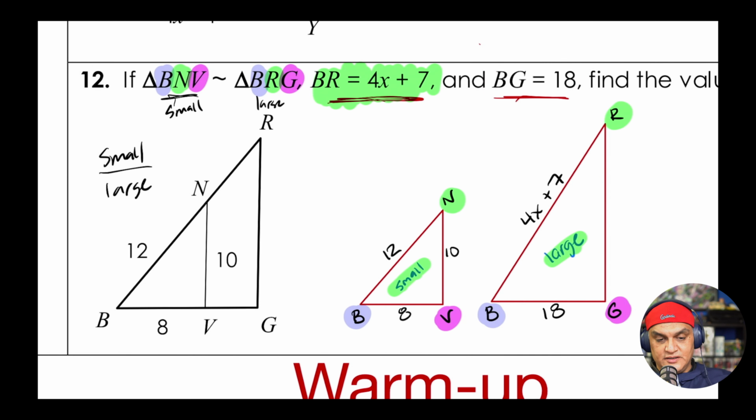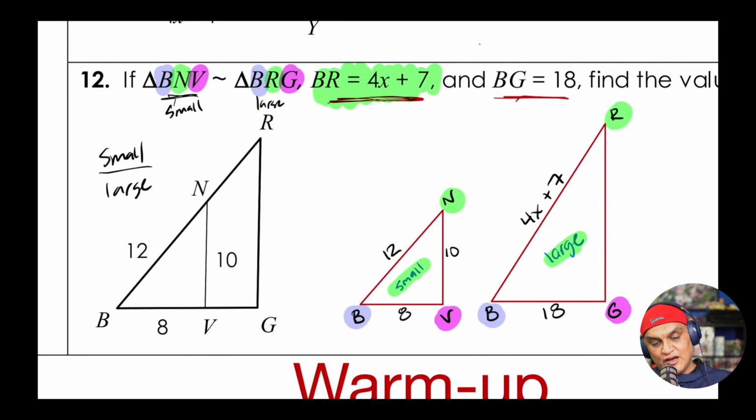Next thing I did was write my similarity statement. The first letter matches the first. Remember, the order in the similarity statement is the order that everything matches. So I color coded them. The first ones I made purple, B and B. Second one I made green, N and R. Third one I made pink, G and V.